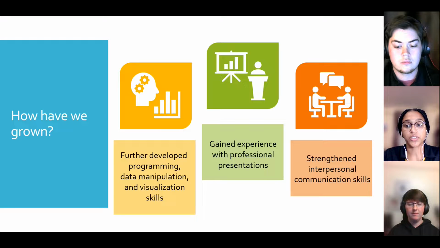Personally, most of my tasks were centered around data visualization in Tableau. From this, my previous experience with programs such as, again, Tableau and Power BI, they have significantly improved after this experience.